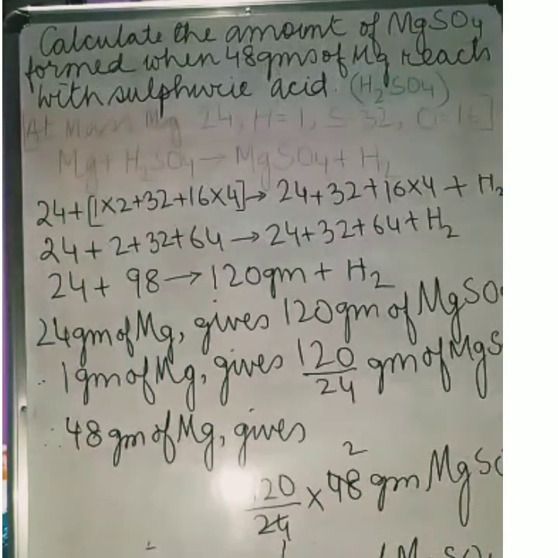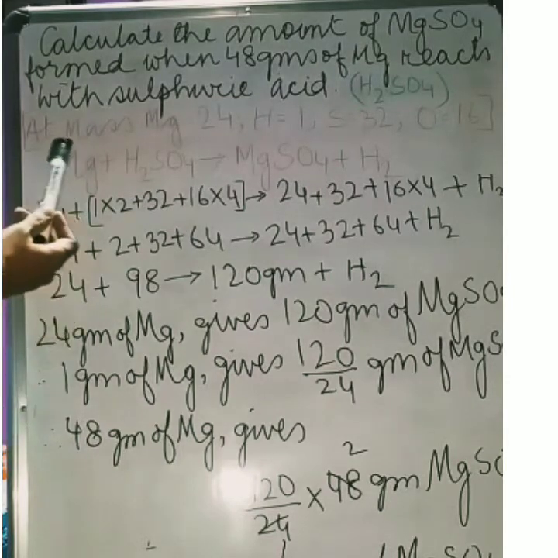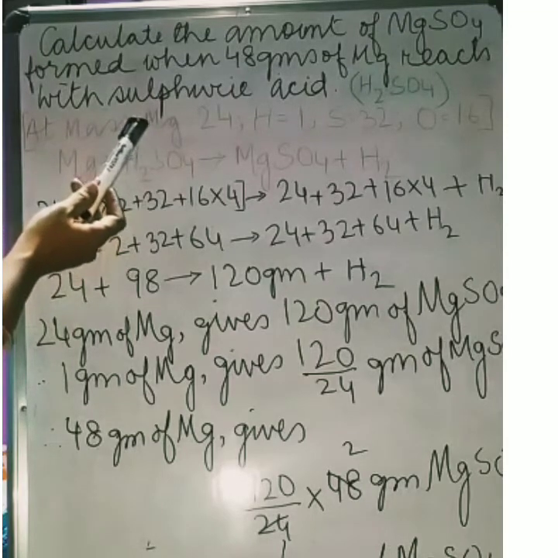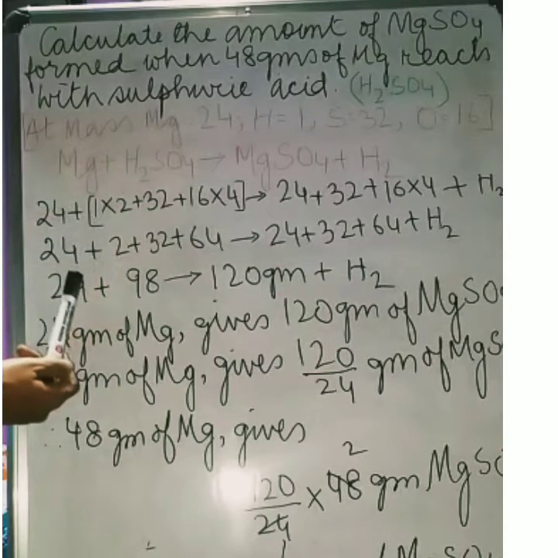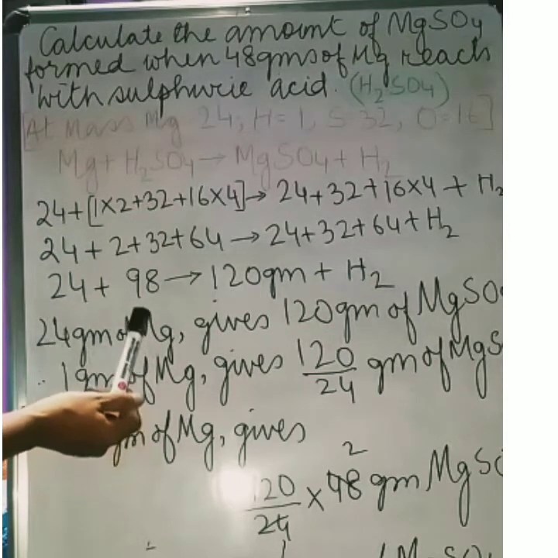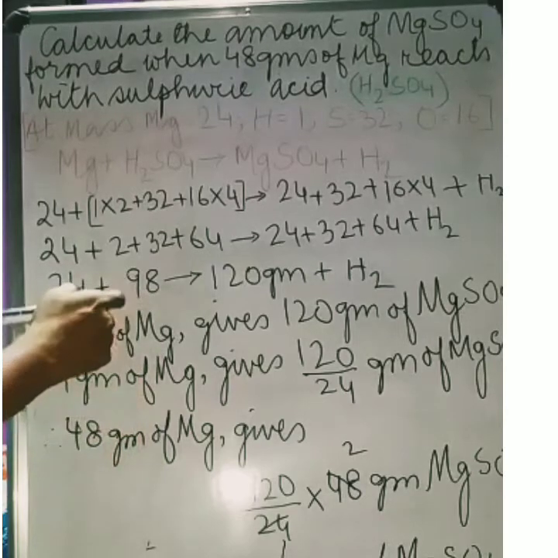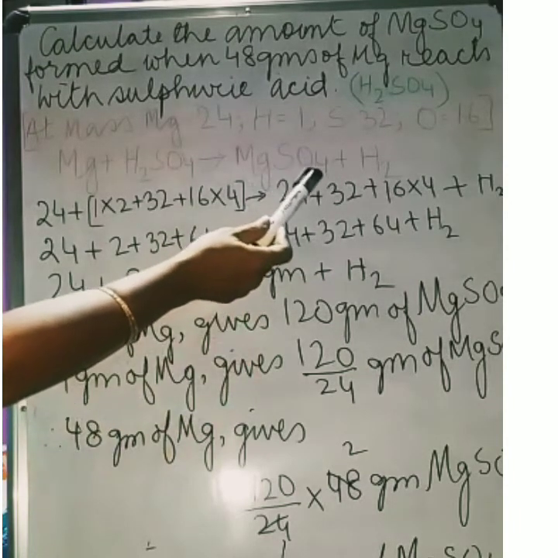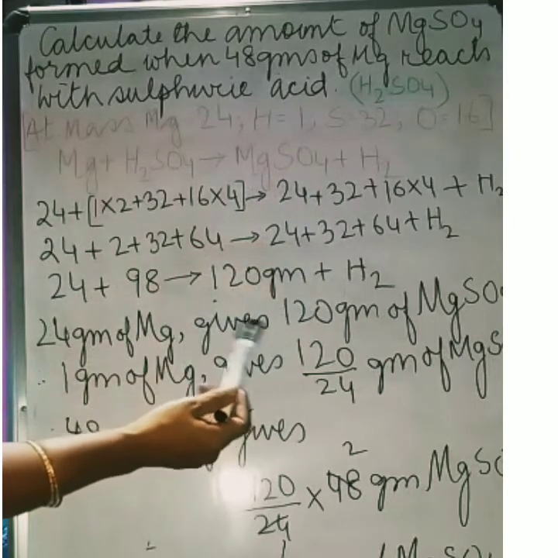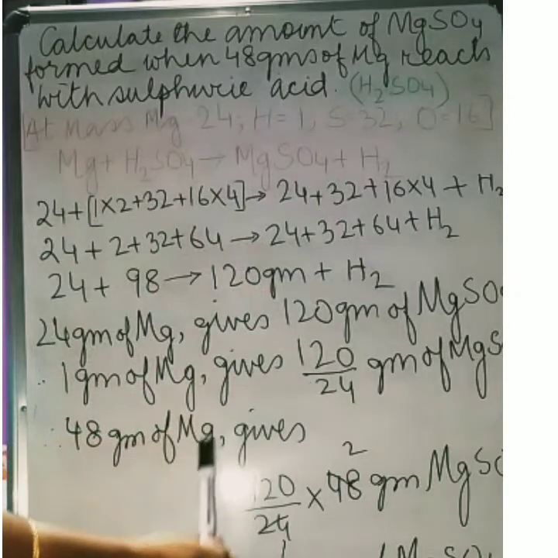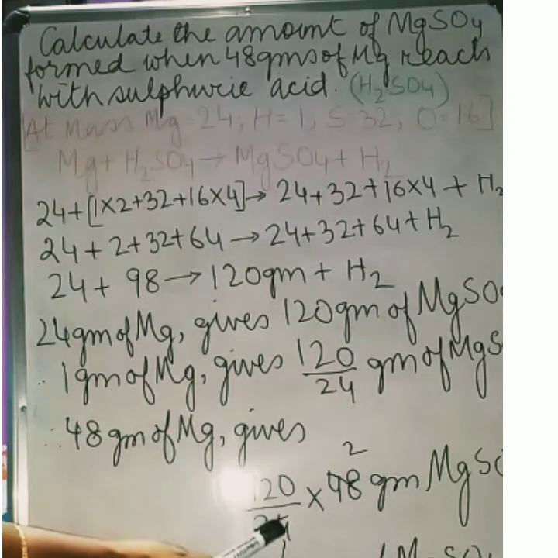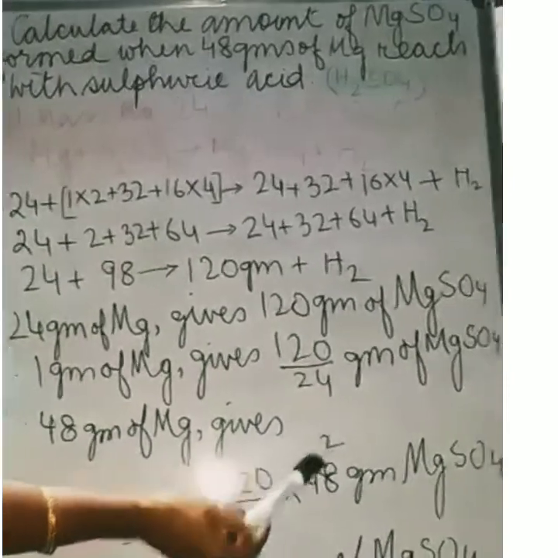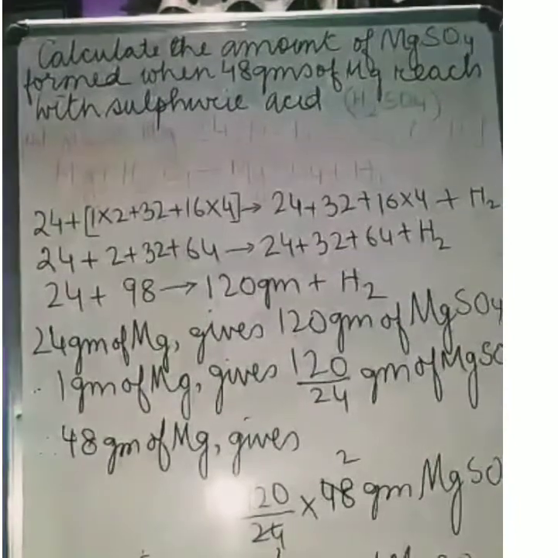I repeat myself. Calculate the amount of MgSO4, that is magnesium sulfate, when 48 grams of Mg reacts. So we have got the atomic mass. We have got the equation, and we have taken out 24 grams of magnesium. See, nothing has to be done with 98. We could have left it. 24 gram of magnesium gives 120 gram of MgSO4, that is magnesium sulfate. So 1 gram will give 120 divided by 24. So 48 grams will give 120 divided by 24 into 48. 24 ones are 24, 24 twos are 48. That comes to 240 gram of magnesium sulfate.